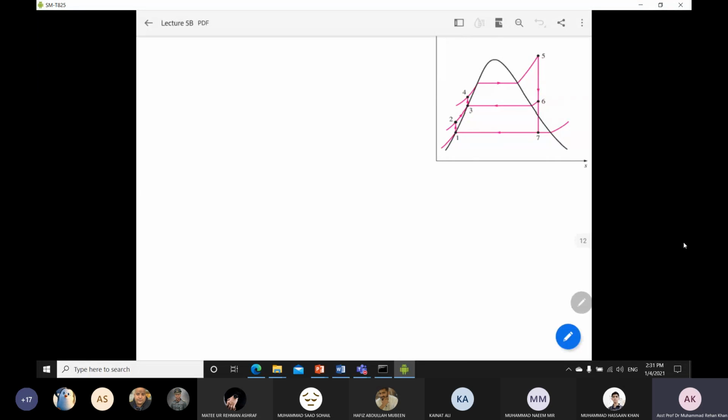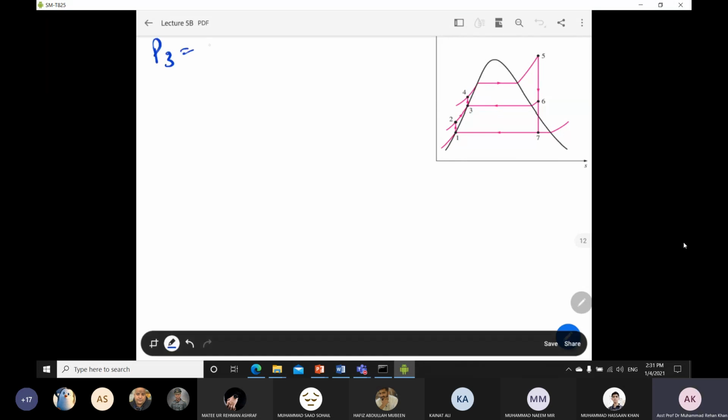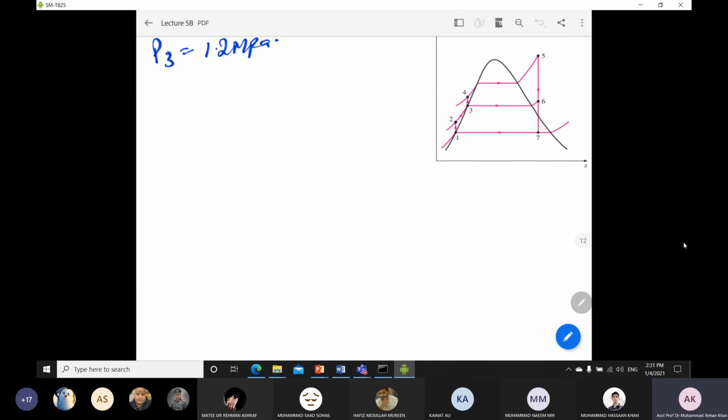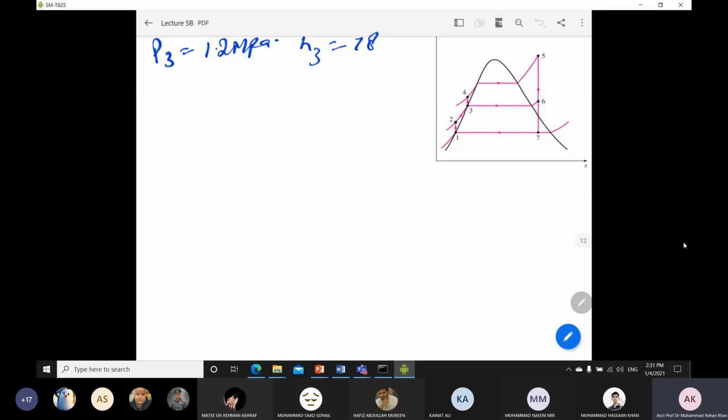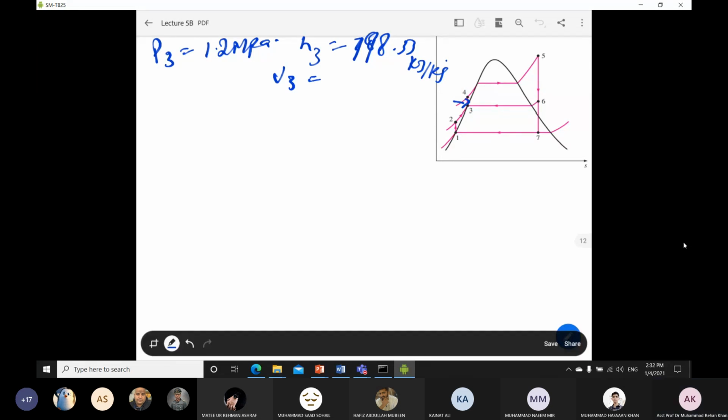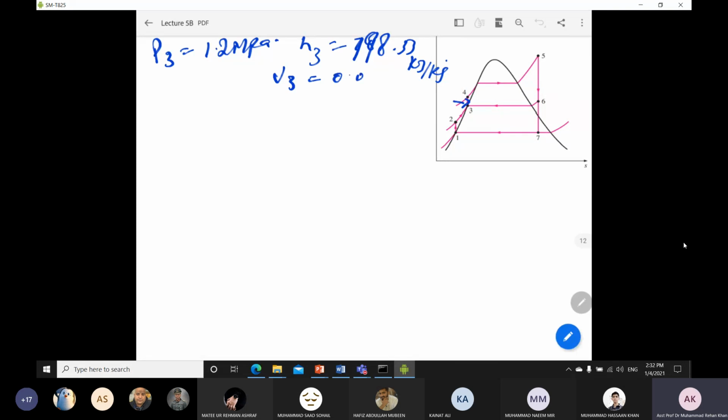Okay, so coming towards state number 3. At state number 3 we already know the pressure. Pressure is again the same, P3 is equal to 1.2 megapascal. Again it is a saturated liquid, so you just have to find the H3 value against your pressure in the saturated water table, and that turns out to be 798.33 kilojoule per kg. In a similar way you also have to find the specific volume at 3 because you need to find the work supplied to this pump also. Specific volume at 3 is 0.001138 meter cube per kg.